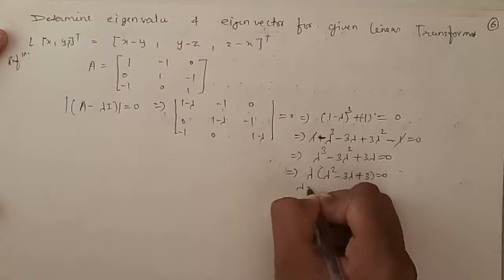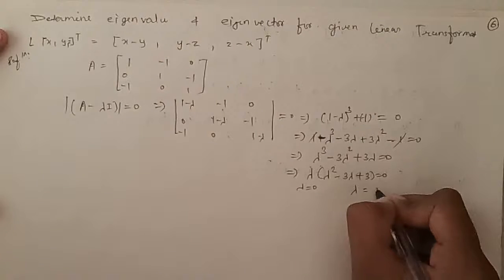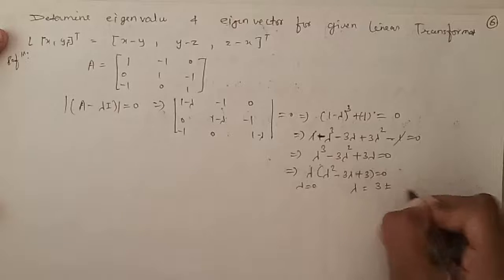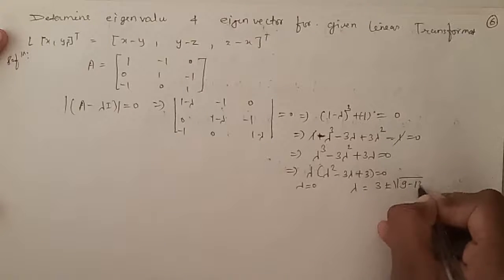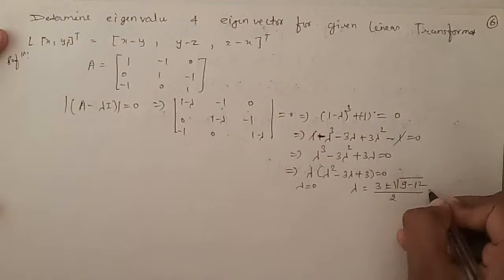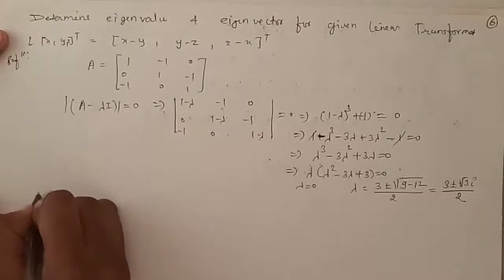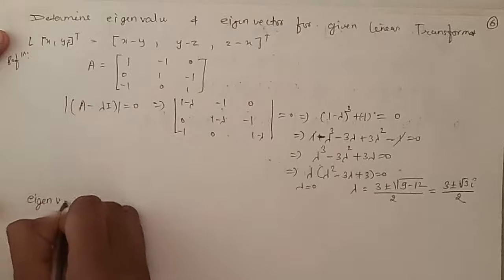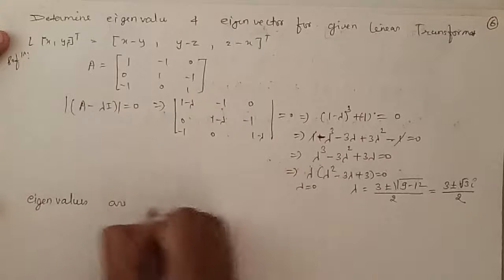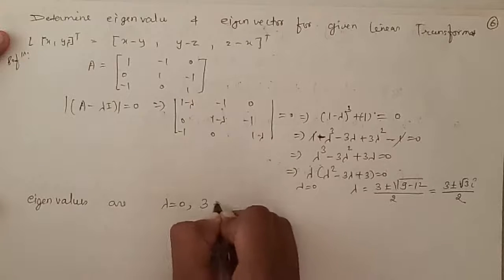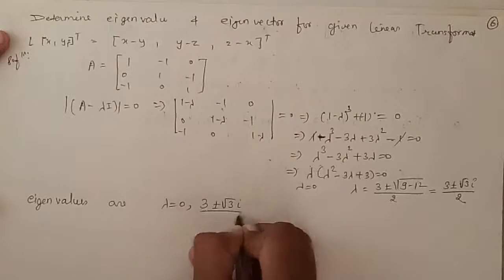So first we have lambda is equal to 0. Second, minus b plus and minus under root b square minus 4ac: 3 plus and minus under root 9 minus 12, divided by 2. So this we get 3 plus and minus under root minus 3, so root 3i, divided by 2. So we have eigenvalues lambda is equal to 0, (3 plus minus root 3i) divided by 2.